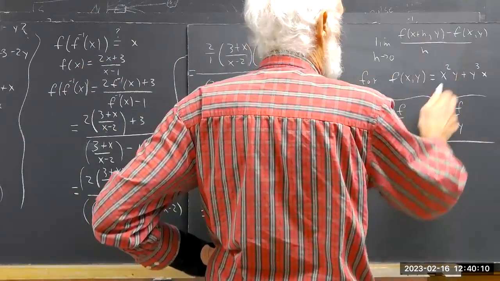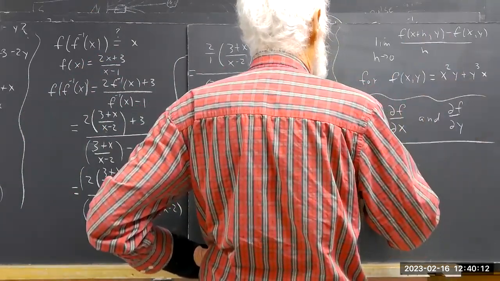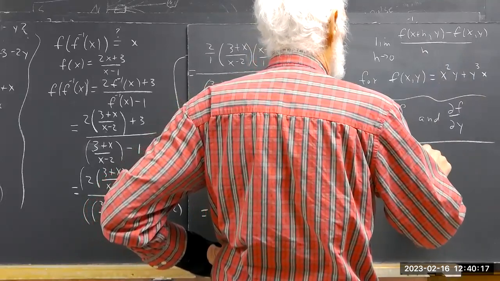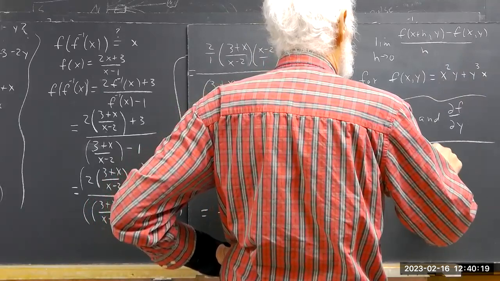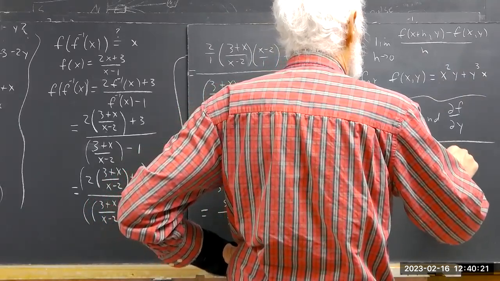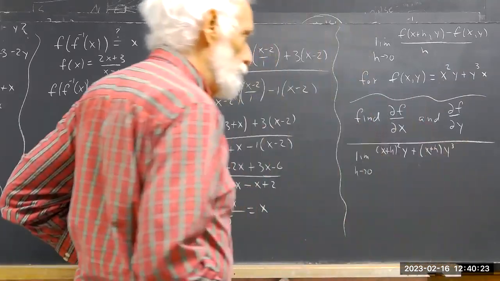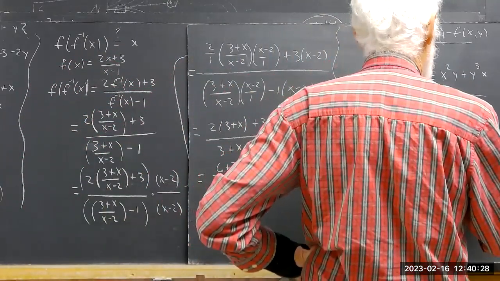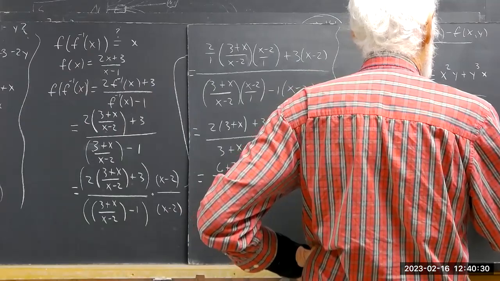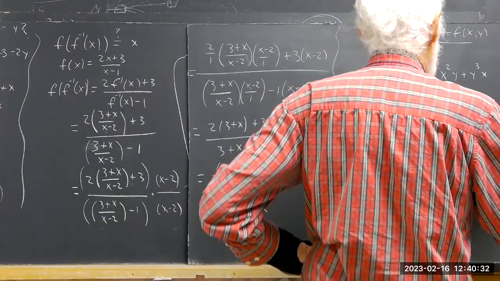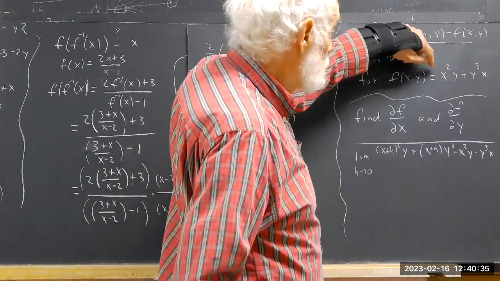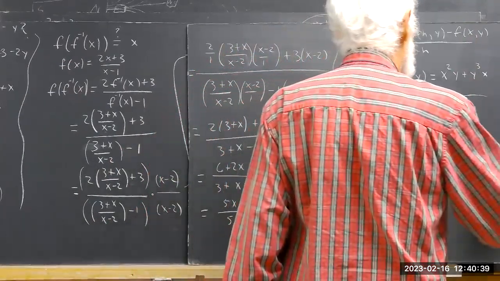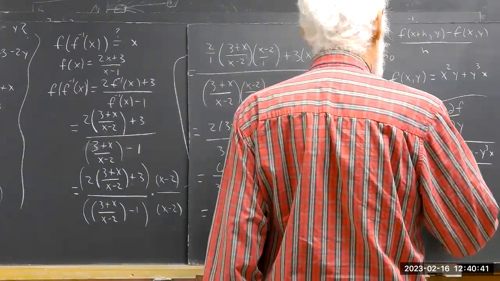f of x plus h: we replace our x with x plus h. We get x plus h squared y plus x plus h y cubed, minus f of x y, which is just x squared y plus y cubed x. So it's this, over h.